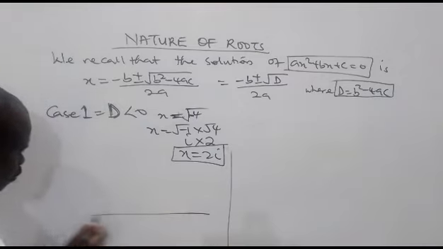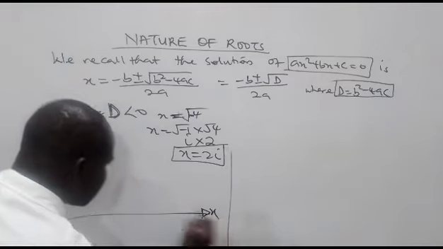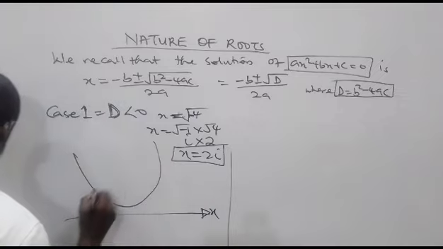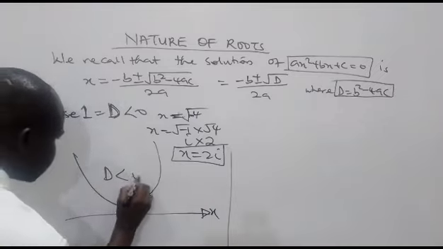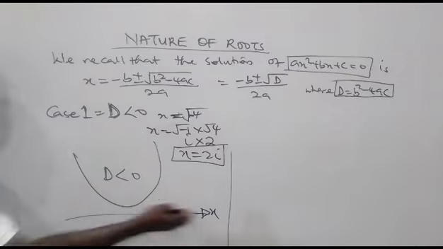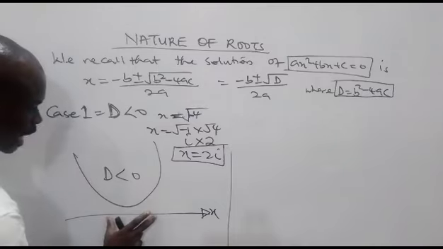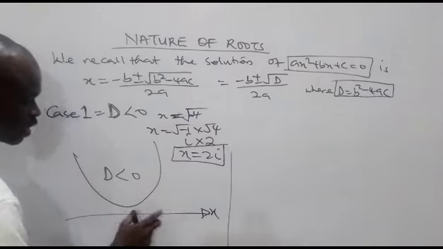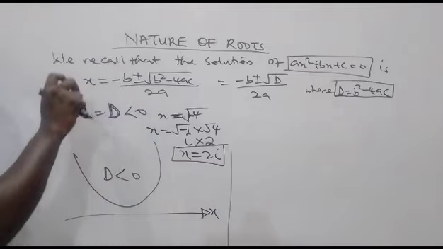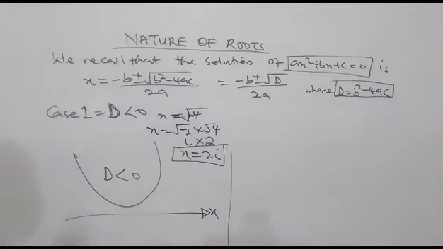And this is how the graph will look. We are going to have something of this nature when the discriminant is less than 0. So the graph is not going to cut across the x-axis at all. We know the roots of the equation are the two points along the x-axis, which represent the two values of x equal to this or that. But when the discriminant is less than 0, we cannot get that.